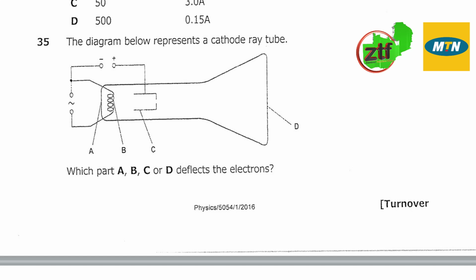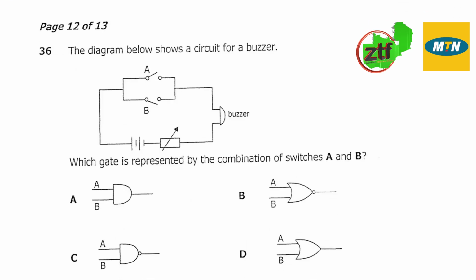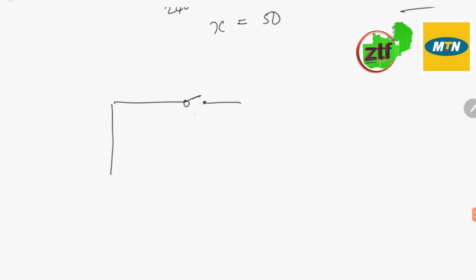Question 36. The diagram below shows a circuit for a buzzer. So we can see that circuit there, and then what we notice is that, let me just draw something very quickly out of this circuit. What we see is that there's a switch here.